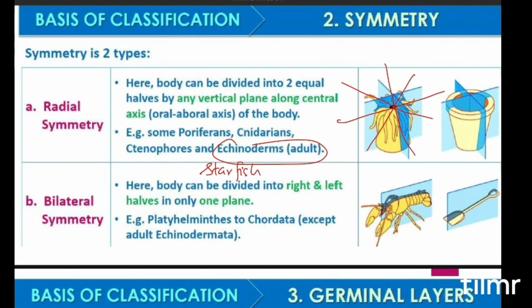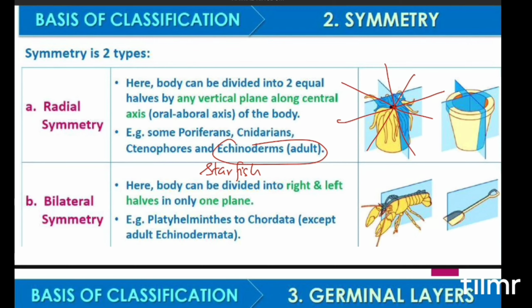In the larval stage, echinodermata will show bilateral symmetry, and when they become adults, they will follow radial symmetry. You can see that starfish and all will follow the radial symmetry, but when they are in the larval stage, they can even form bilateral symmetry, right? So adult echinodermata will not show the bilateral symmetry, but the larval stage and other stages can follow the bilateral symmetry. Adults will show only the radial symmetry.